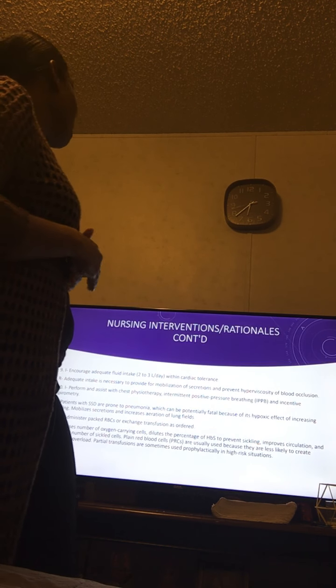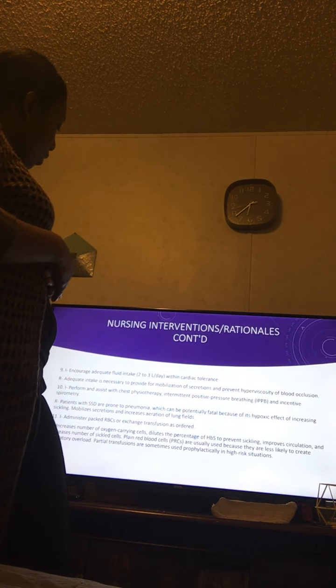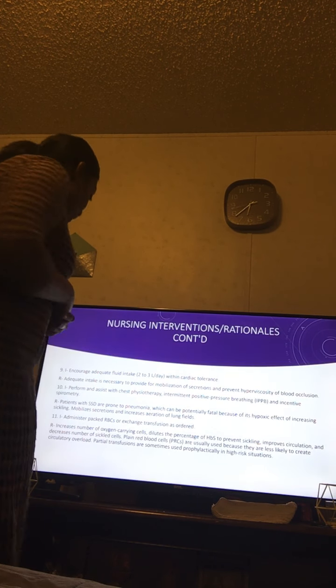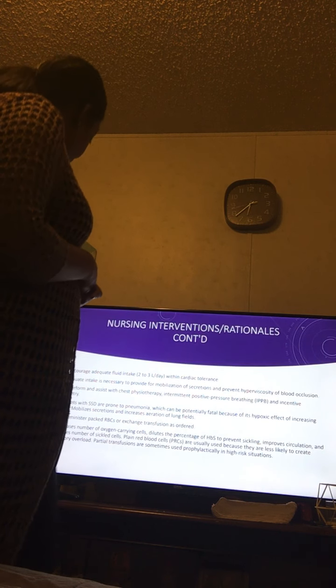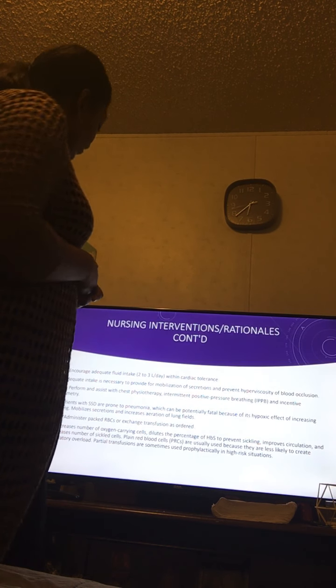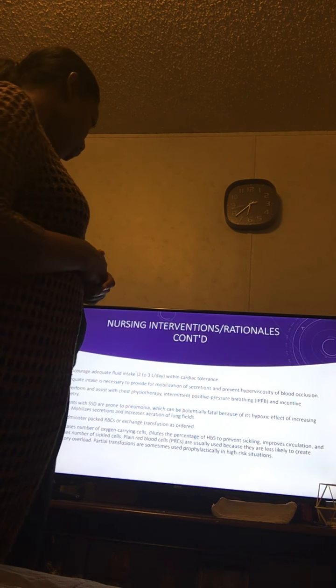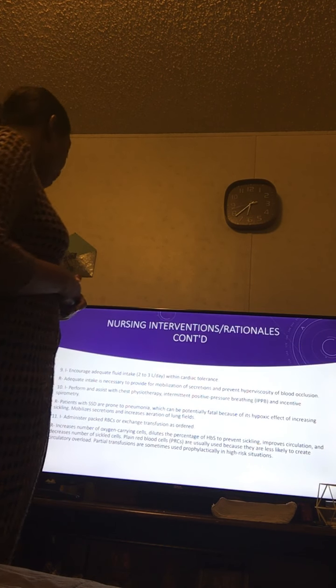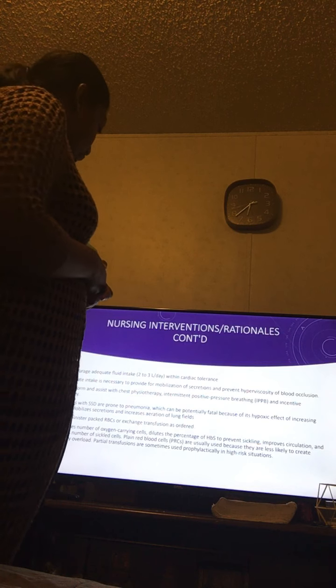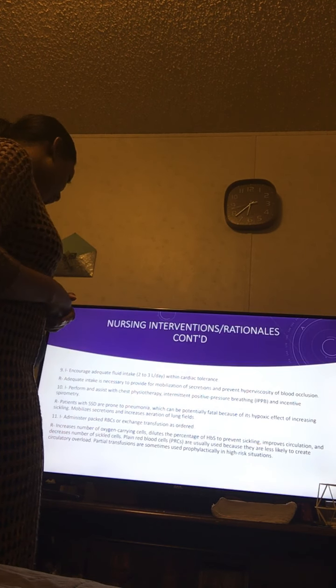hyperviscosity of blood and occlusion. Perform and assist with chest physiotherapy, intermittent positive pressure breathing, and incentive spirometry. Patients with sickle cell disease are prone to pneumonia, which can be potentially fatal because of its hypoxic effect of increasing sickling. These measures mobilize secretions and increase aeration of lung fields. Okay.